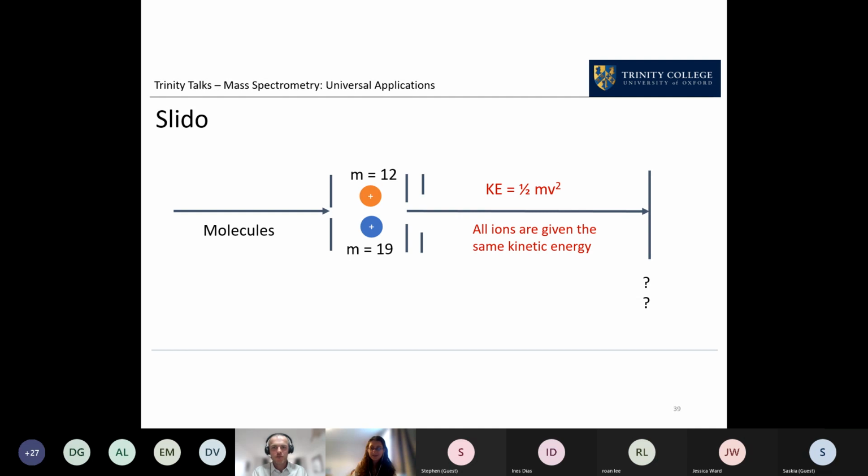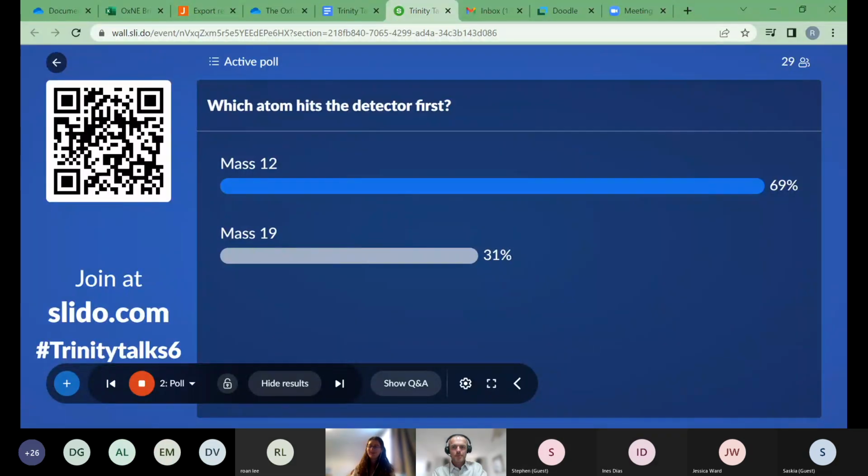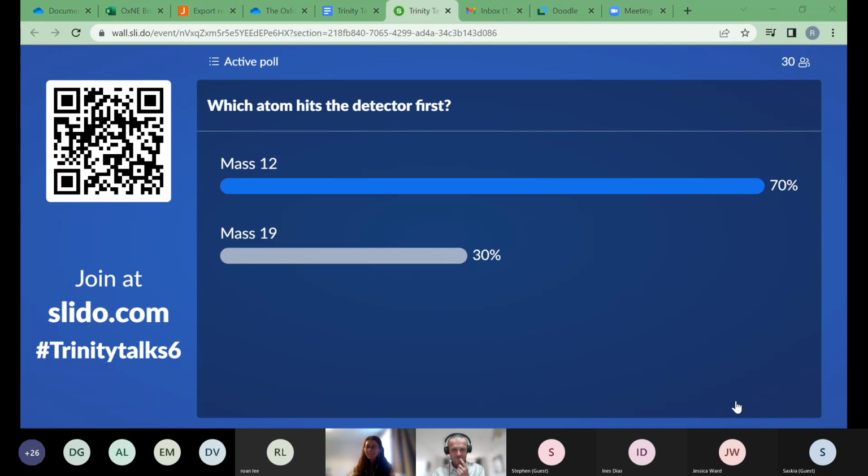Right. And just to confirm, Megan, we've got lots of votes coming through, which is great. Lovely. I'll give you all just a couple more seconds. So which one hits the detector first? Which one is traveling quickest? Oh, lovely. Thank you. Great guesses coming in. Bit of a split. Interesting to see. Okay. It's not a trick question, I promise.